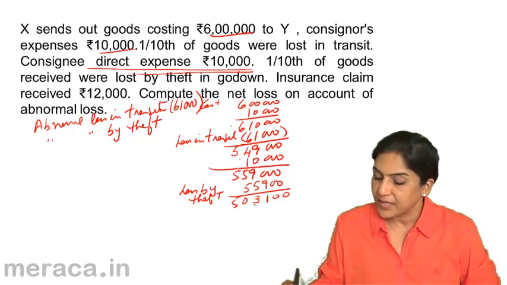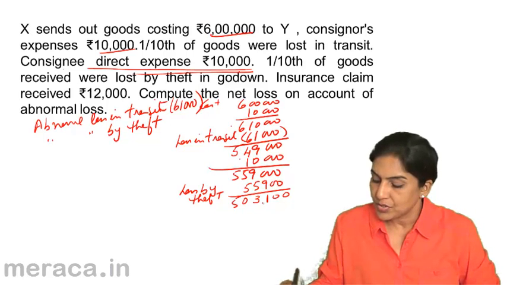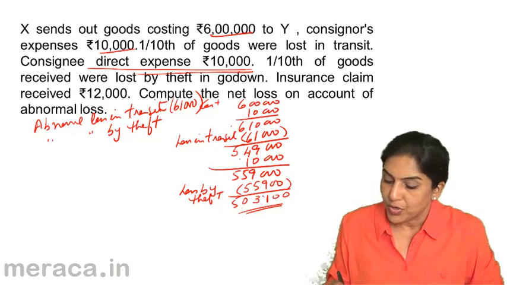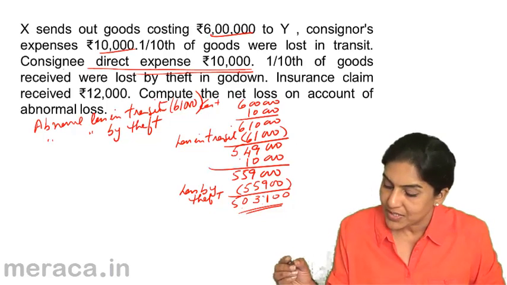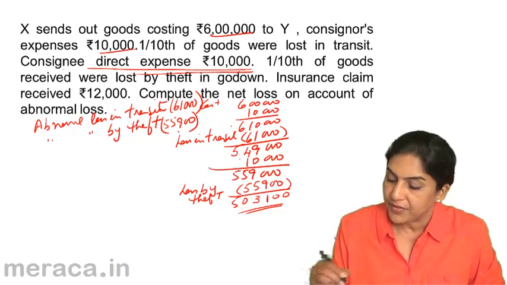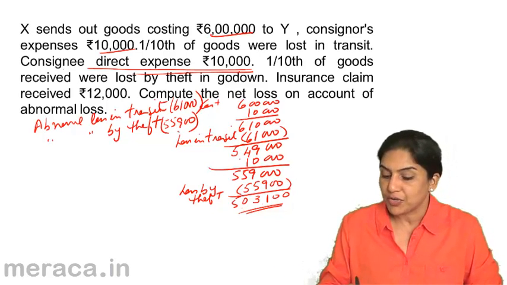5,03,100 is the total value of stock, but this is the loss. So what is the value of loss? One is 61,000 and this was 55,900. The net loss on account of abnormal loss.